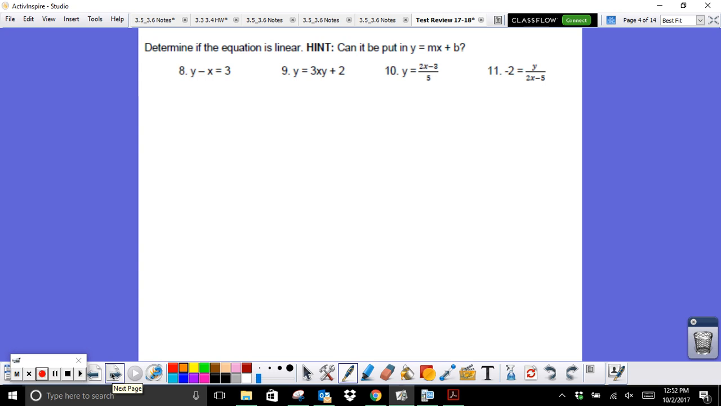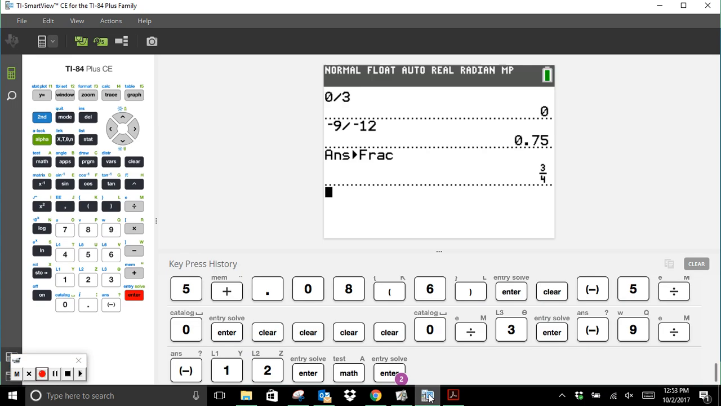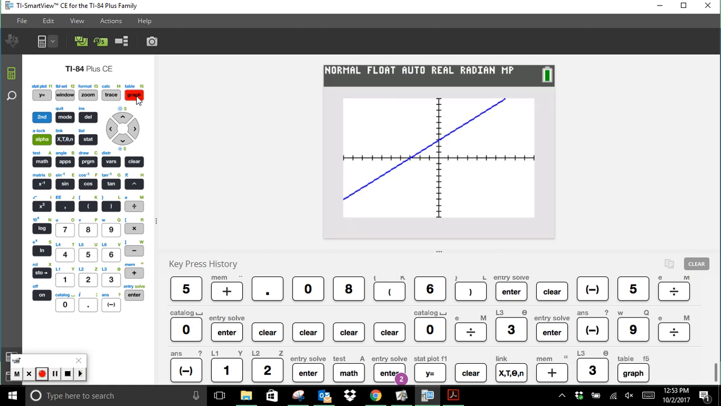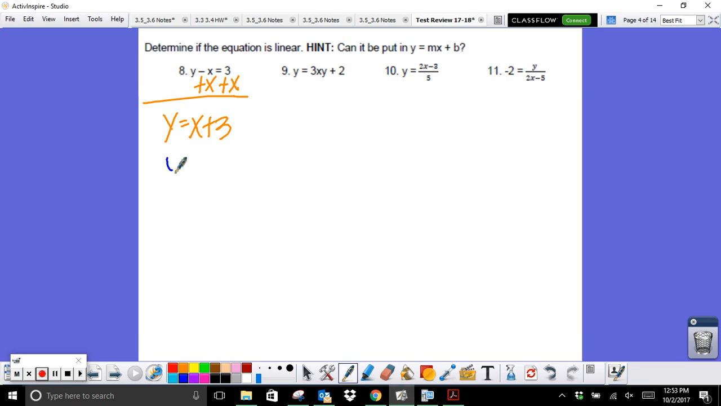Number 8. 8 through 11 says determine if the equation is linear. Hint, can it be put in y equals mx plus b? So number 8, I can look at this and I know this is linear. But let's say I did try to get it into y equals. I would add x to both sides. And that's y equals x plus 3. Okay, that's not breaking any rules. If you needed to check that, go to your y equals in your calculator, type in x plus 3, and graph it, and you're going to see that it is a straight line.